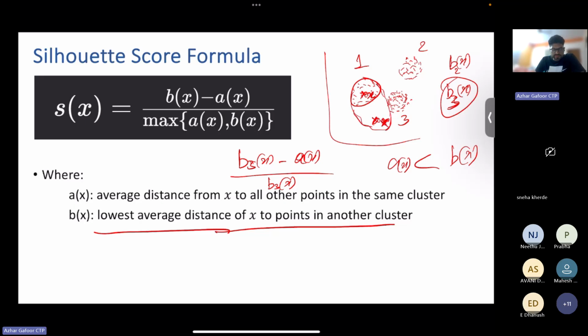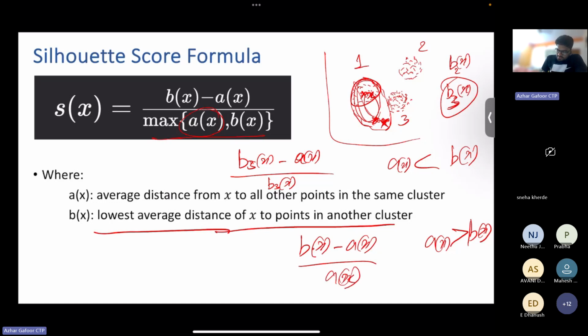If this is classified as cluster number 1, we can see that these distances will be higher, or a of x becomes greater than b of x, because the point is misclassified as class 1. So in that case, if you calculate the Silhouette score, that is b of x minus a of x divided by the maximum, which will be a of x, we can see that it will be a negative number, whereas here it is a positive number.